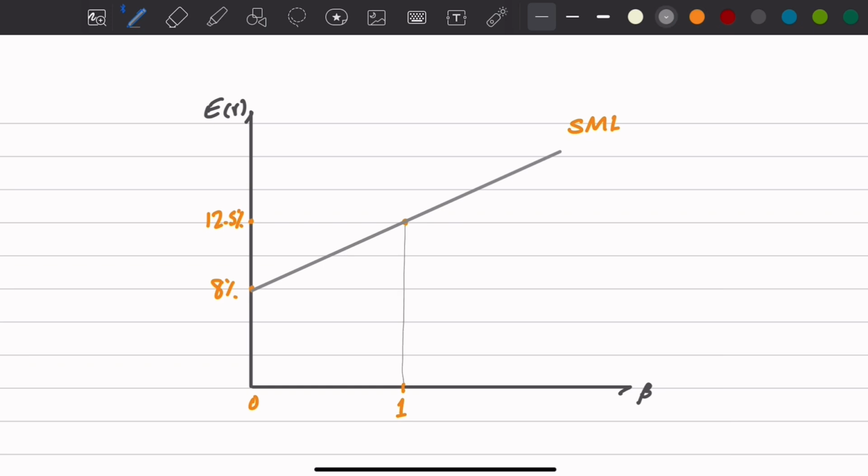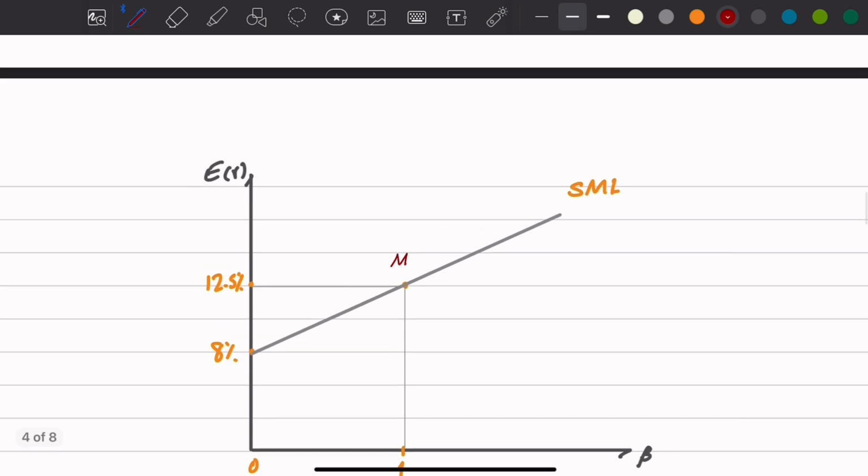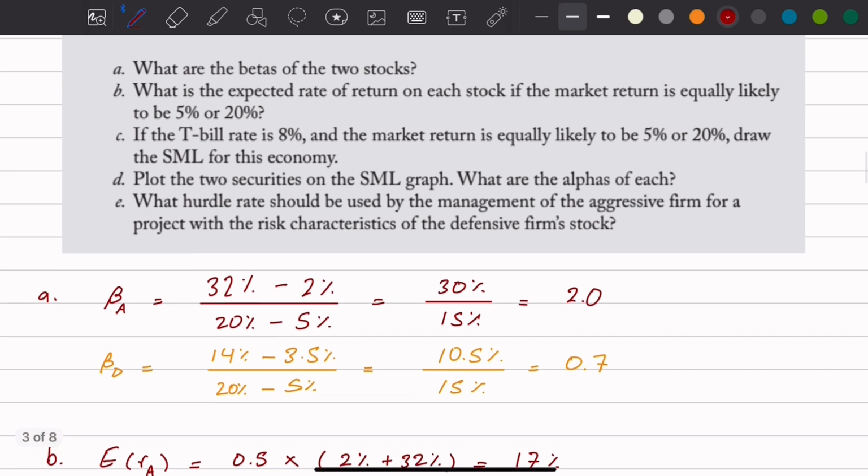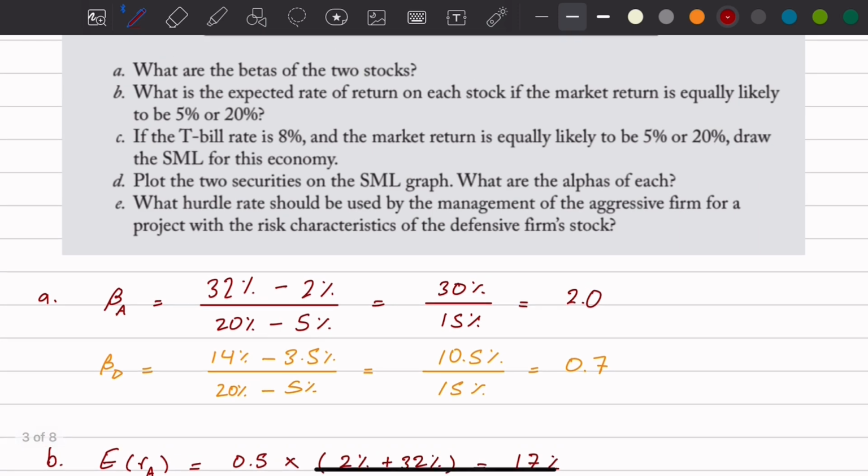Perhaps also connect these. Now this point represents the market portfolio. Okay. And that would be enough to satisfy requirement C. Let's go back and read. Alright, so part C only wants us to draw the security market line, which we have done. So let's read the next requirement.